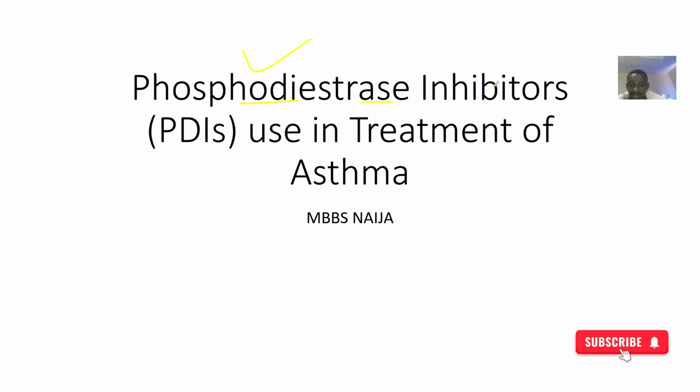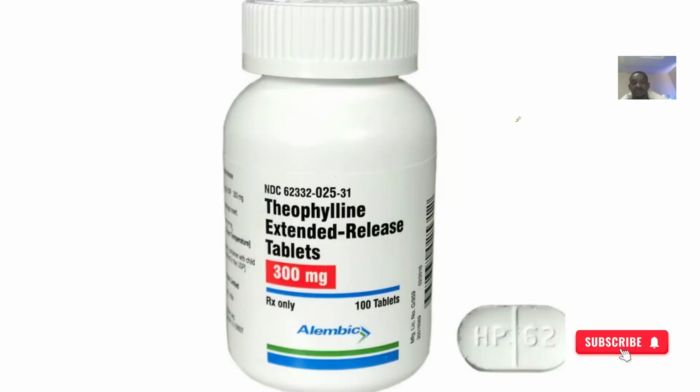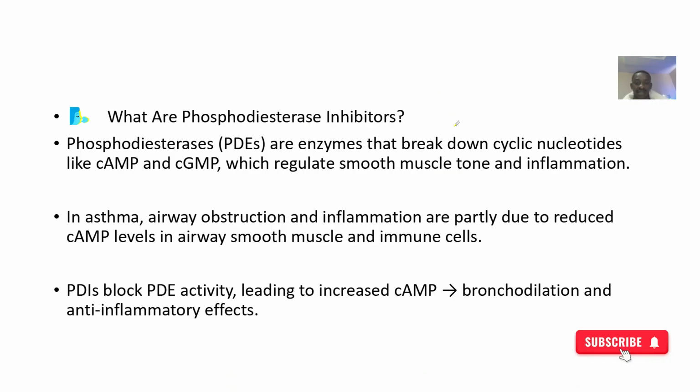So here we'll talk about the enzyme, we'll talk about the actions, we'll talk about examples of drugs and how they are able to block this enzyme, and why it actually brings about some relief in asthma. So what are phosphodiesterase inhibitors? Phosphodiesterases are enzymes that break down cyclic nucleotides like cyclic adenosine monophosphate and cyclic guanosine monophosphate. These usually regulate smooth muscle tone and inflammation.